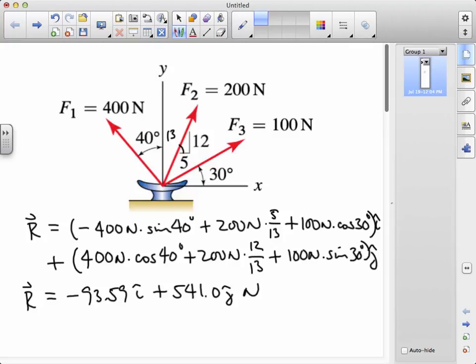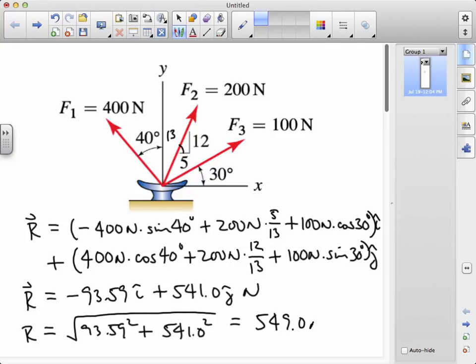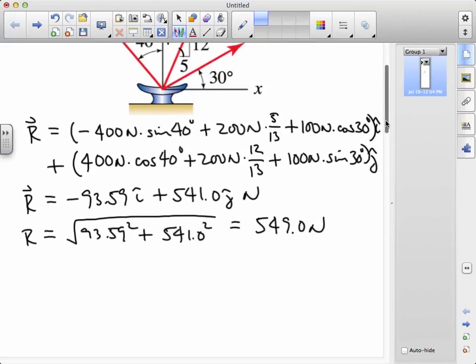newtons. The magnitude of the vector we get from just the square root of the sum of the squares, and that turns out to be dominated by the j component, and that ends up being 549 newtons. Now we can see from this result that our resultant has a small negative x component and a relatively large positive y component, which means that the resultant is in the second quadrant and should be reasonably close to 90 degrees. Now, if we wanted, we can find a polar representation for this.